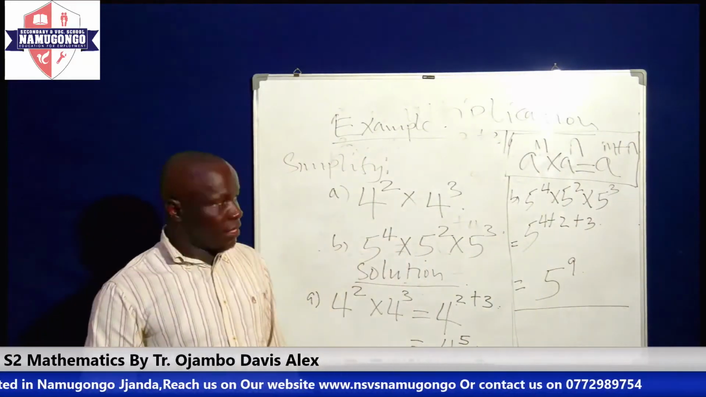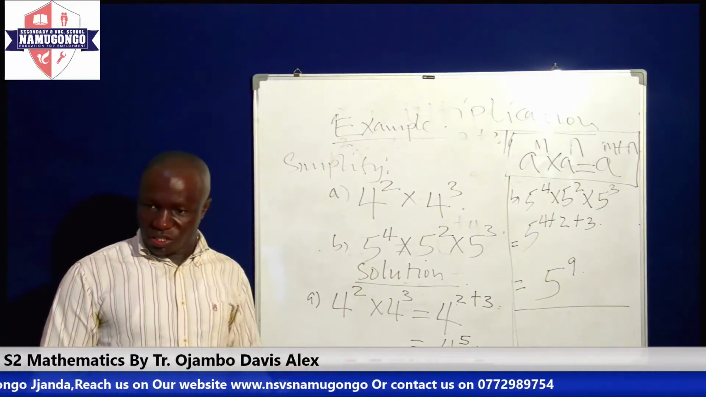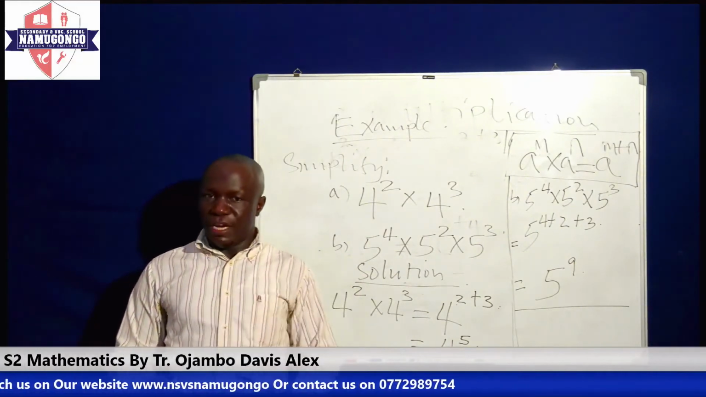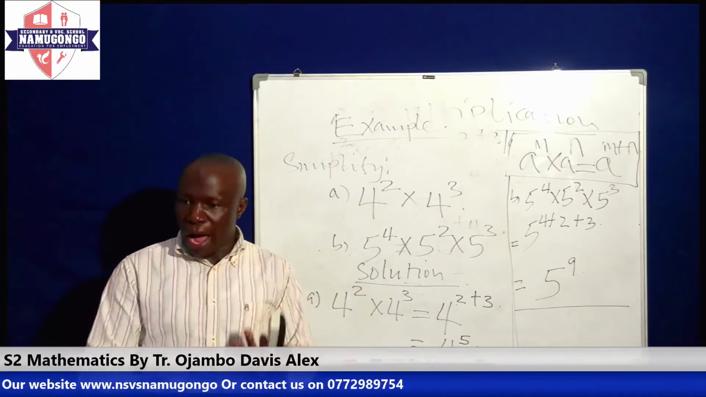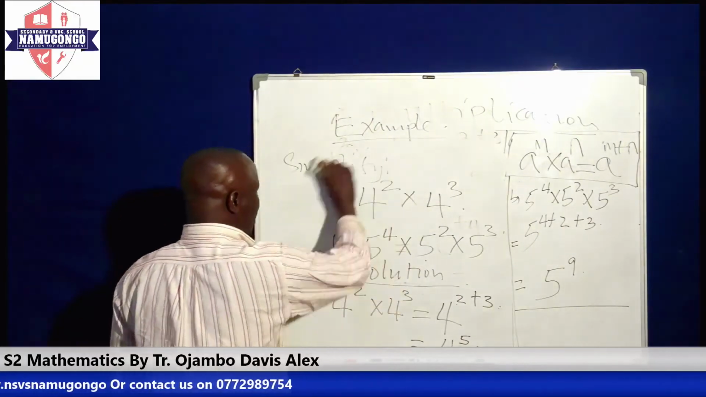So that is all about our first law of indices: when you are multiplying numbers with the same base, you simply add the powers. We are going to look at our second law of indices.